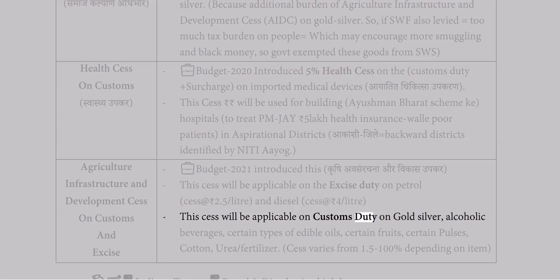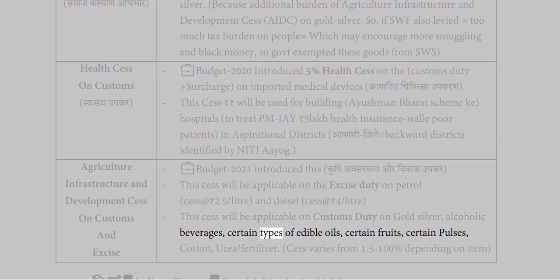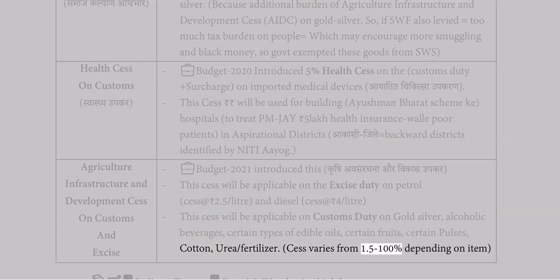This cess will be applicable on customs duty on gold, silver, alcoholic beverages, certain types of edible oils, certain fruits, certain pulses, cotton, and urea fertilizer. Cess varies from 1.5 to 100% depending on the item.